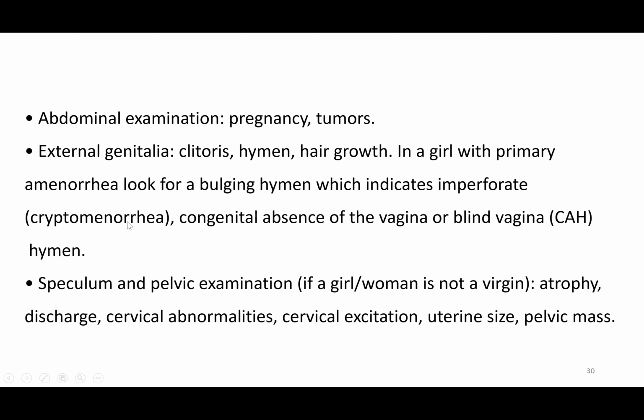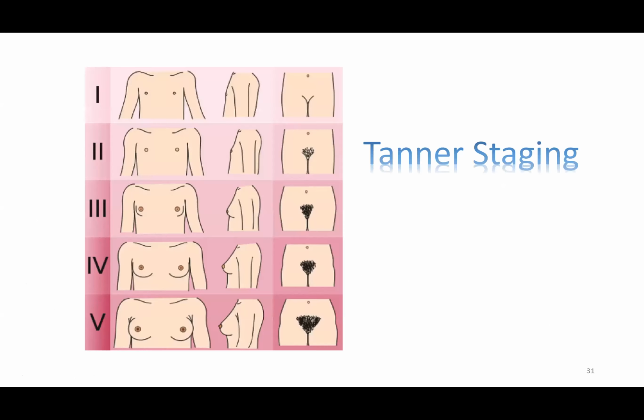And as I mentioned, a bulging hymen may indicate cryptomenorrhea, congenital absence of the vagina or vaginal septum, and a blind vagina. If the condition of the patient allows, for example, she's sexually active, we can go for a speculum exam to look for atrophy, cervical abnormalities, excitation, uterine size, and pelvic masses through a bimanual examination.